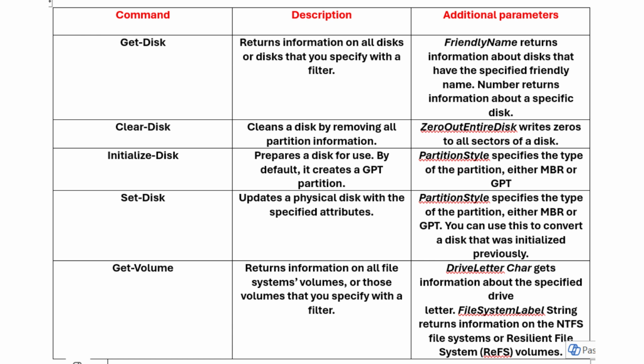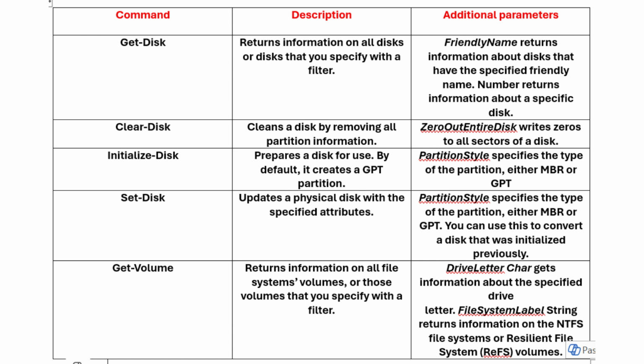Initialize-Disk. Prepares a disk for use. By default, it creates a GPT partition. PartitionStyle specifies the type of the partition, either MBR or GPT. Set-Disk. Updates a physical disk with the specified attributes. PartitionStyle specifies the type of the partition, either MBR or GPT. You can use this to convert a disk that was initialized previously.